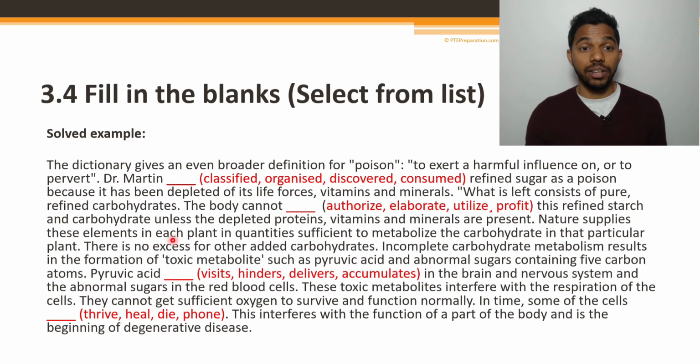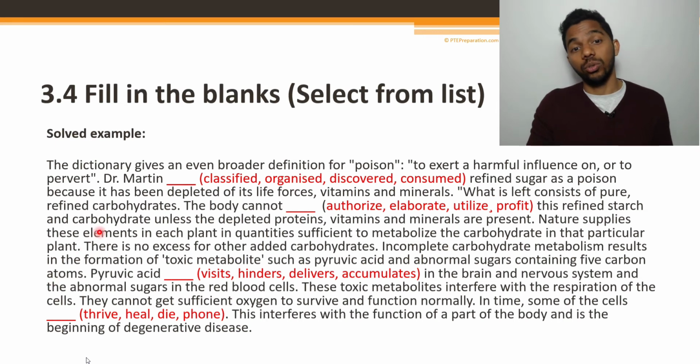Nature supplies these elements in each plant in quantity sufficient to metabolize the carbohydrate in that particular plant. There is no excess for any other added carbohydrates. Incomplete carbohydrate metabolism results in the forming of toxic metabolites such as pyruvic acid and abnormal sugars containing 5 carbon atoms. So now they're talking about what happens when you just consume incomplete carbohydrates or sugar. They're saying some toxins get released.